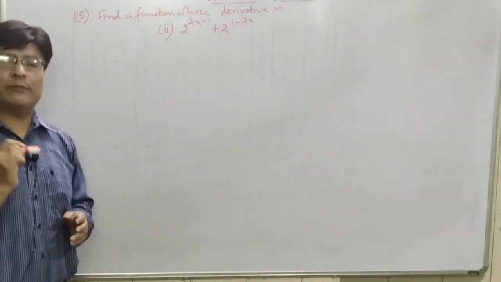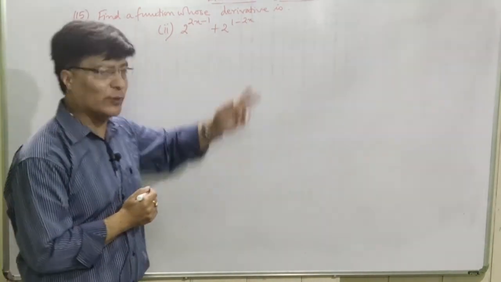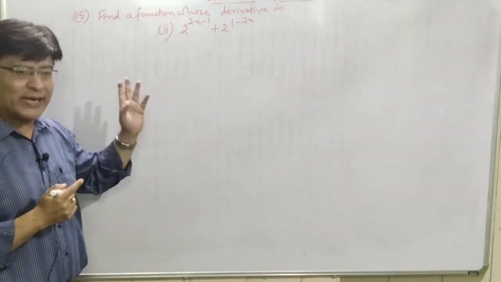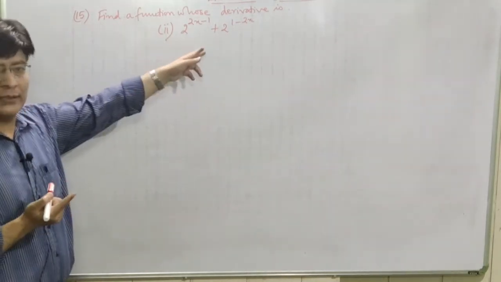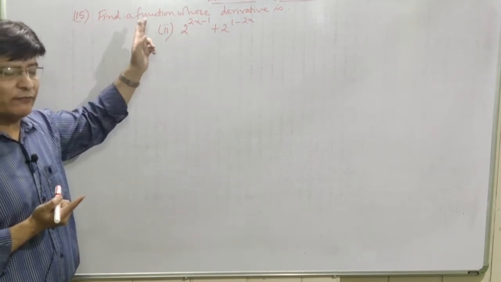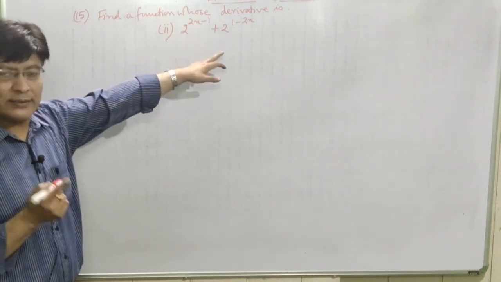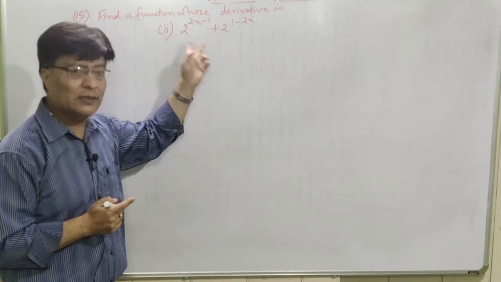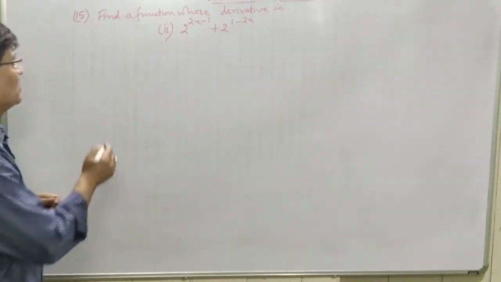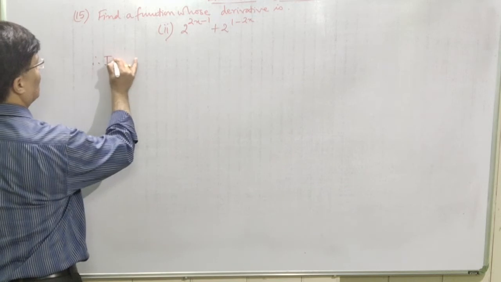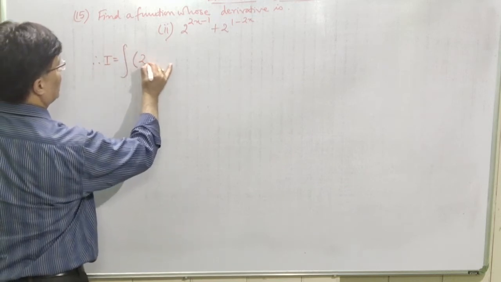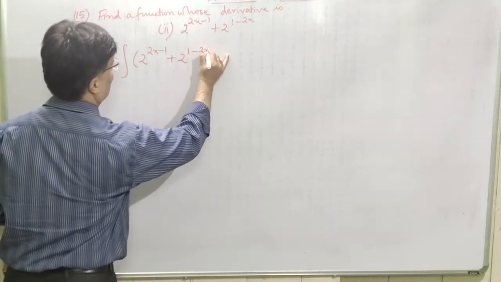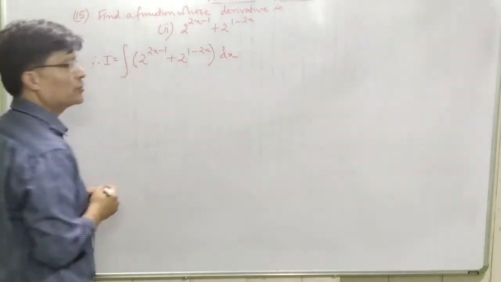In this case also you have to find out a function whose derivative is this one. That means you have to integrate. As we have done in the previous problem, we can use the same method for this problem. That means you have to find out a function whose derivative is this one, that means you have to integrate this function. So let us write here, therefore I is equal to integration of within bracket 2 to the power 2x − 1 plus 2 to the power 1 − 2x, bracket close, dx.